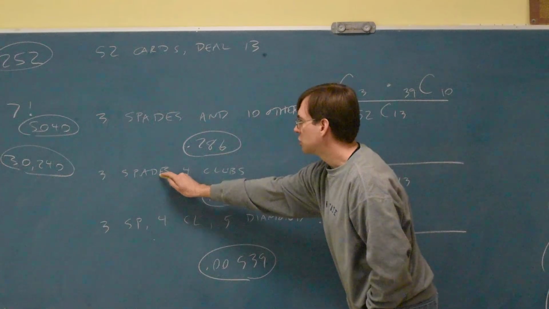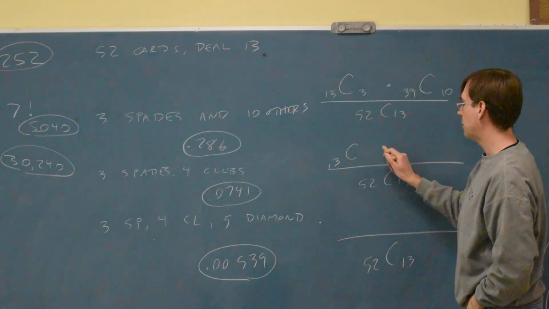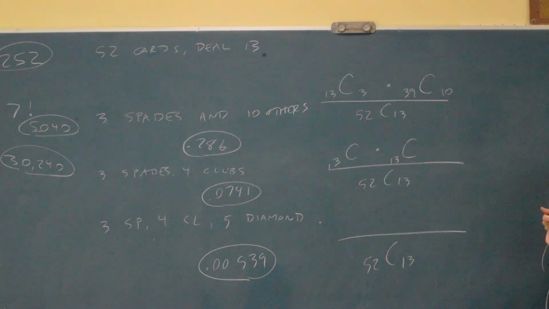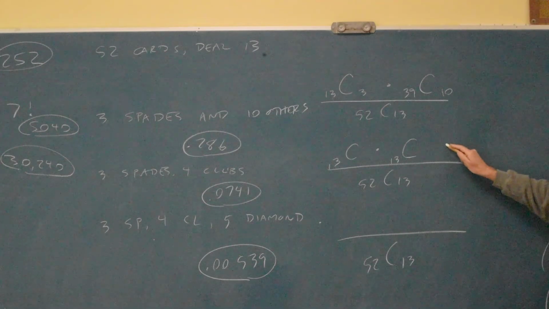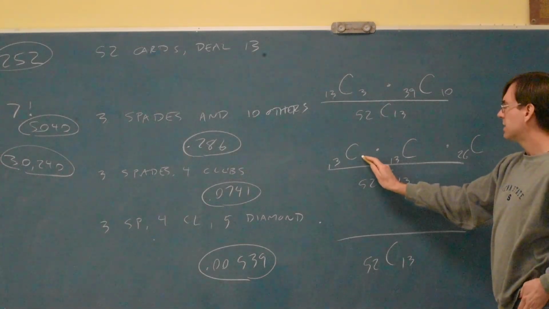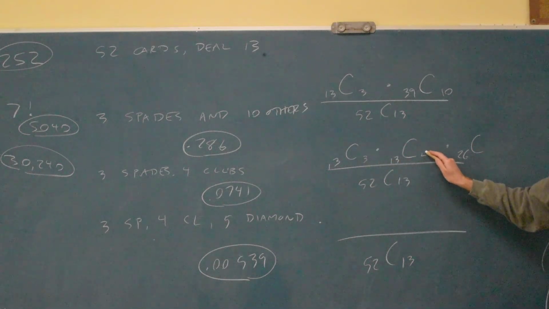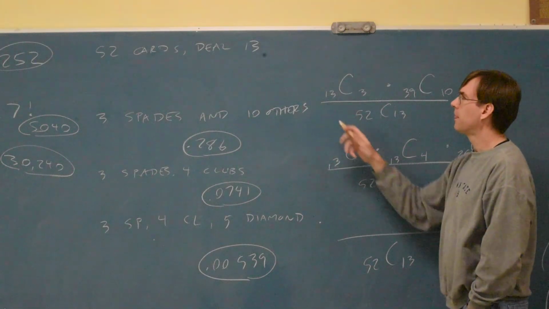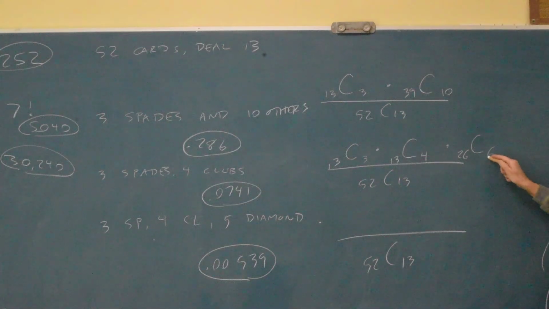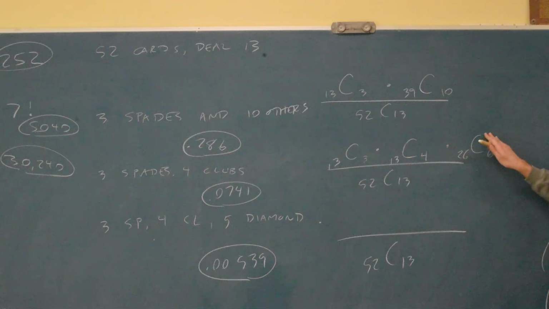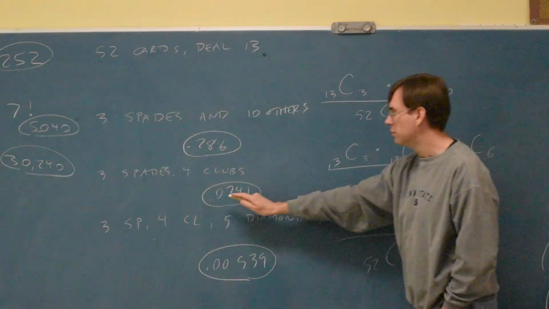This one, I'm doing spades, so a C for the 13 spades. I'm doing clubs, so I need a C for the 13 clubs. But there's a whole bunch of other cards. So I'm going to need another C for the 26 other cards, because there's 13 hearts and 13 diamonds out there. Spades, I took 3. Clubs, I took 4. 3 and 4 make 7 cards selected. But if I'm dealing 13 to you, there's 6 other cards coming your way. If you punch that in, divide that, it should go .0741.